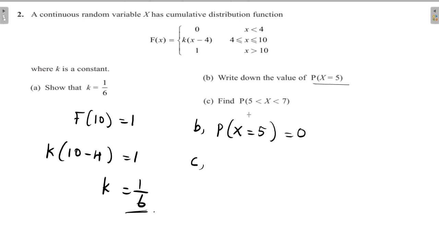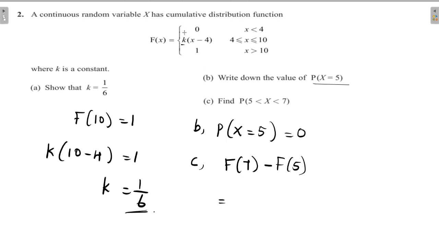Then part C, find the probability of 5 less than X less than 7. For 5 to 7, the distribution function is k into (x minus 4) within this limit. Here we have to find F(7) minus F(5). So what is F(7)?